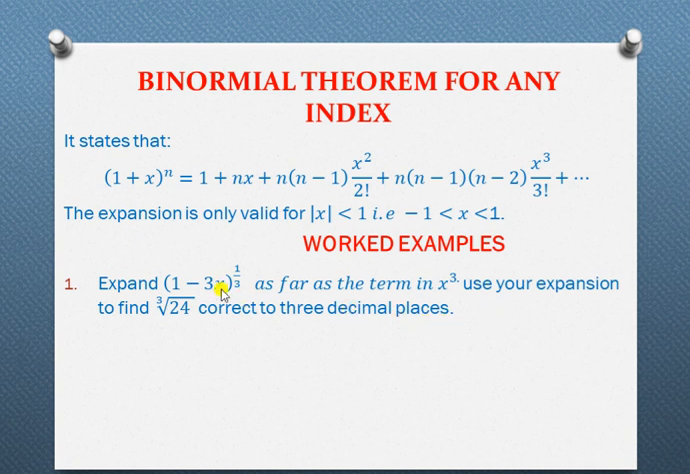What do we do? In the first stage, compare what we have in the bracket with what we have in our formula. So you realize we have 1, which compares to this 1. Then this x this time round compares with −3x. So in this very formula, we are going to substitute x as −3x. What I'm trying to say is wherever you see x, you will simply substitute −3x.